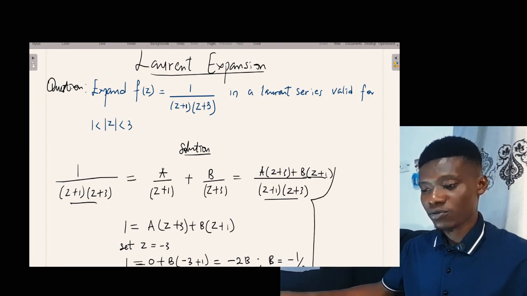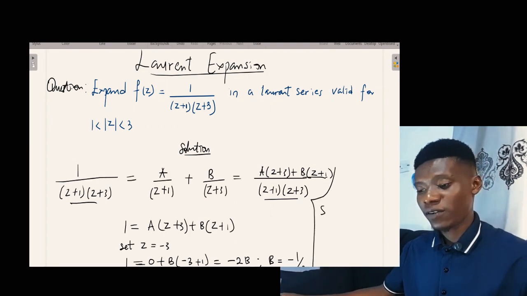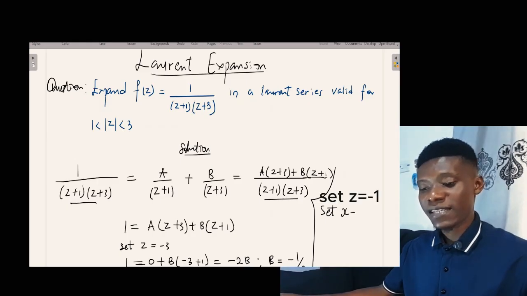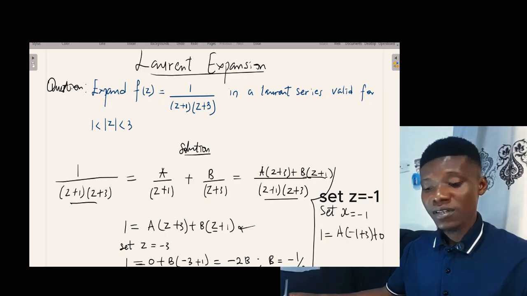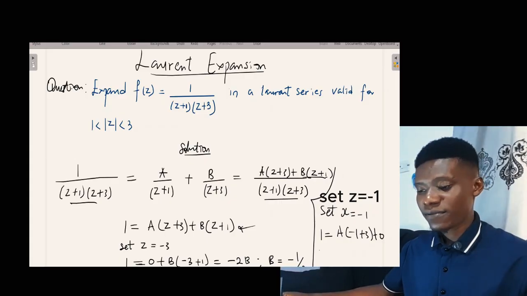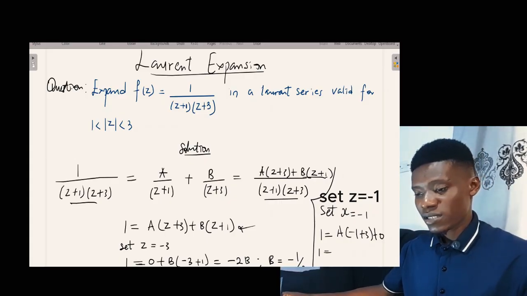Let's do the same thing for the value of a. When you set z to be minus 1, we are still making use of this. So 1 will be the same thing as a into minus 1 plus 3 plus 0, simply because when you put minus 1 here, this part gives you 0. So now we have 1 equals 2a, which implies that a is equal to 1 over 2.